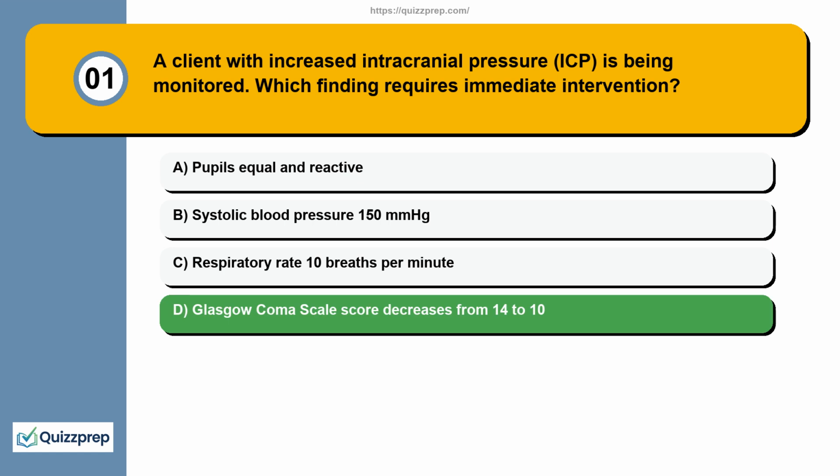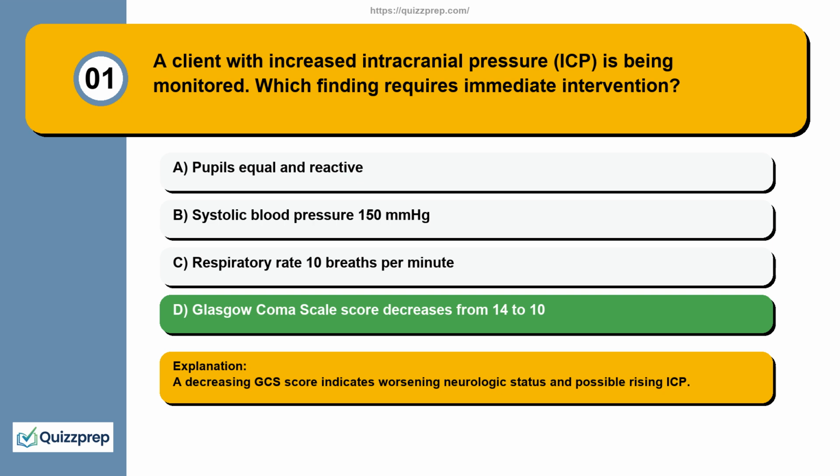The correct answer is option D. Glasgow Coma Scale score decreases from 14 to 10. Explanation. A decreasing GCS score indicates worsening neurologic status and possible rising ICP.